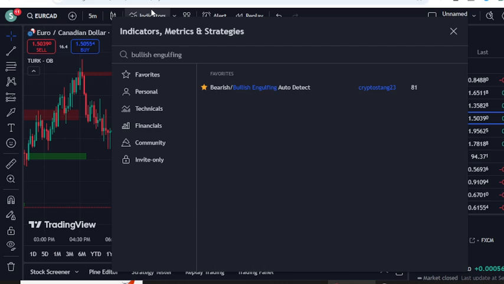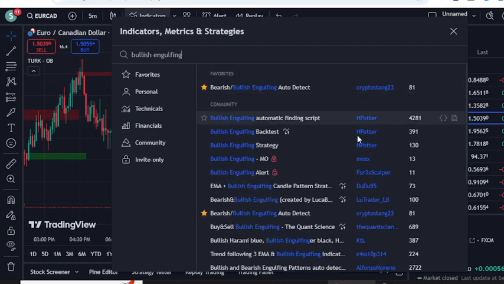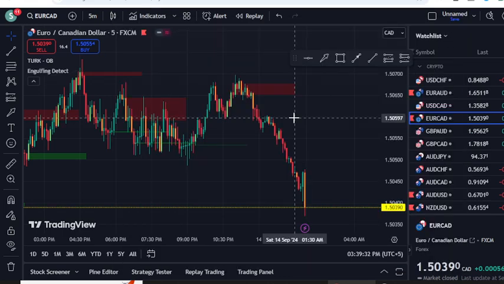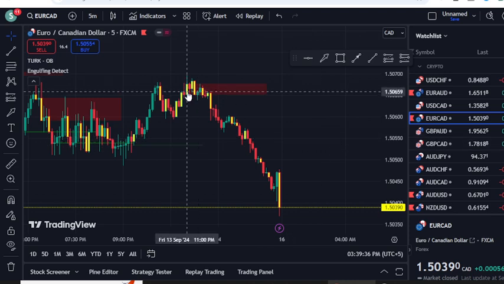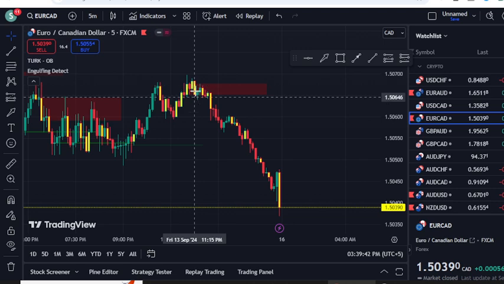When you write bullish engulfing, this indicator will come in the list, called bearish bullish engulfing auto detect. The name of the author is CryptoStang23, and you can see this is a new indicator with only 81 likes so far. So you can simply add this indicator completely for free. Now you can see what this indicator has done: it has changed some candles to yellow.